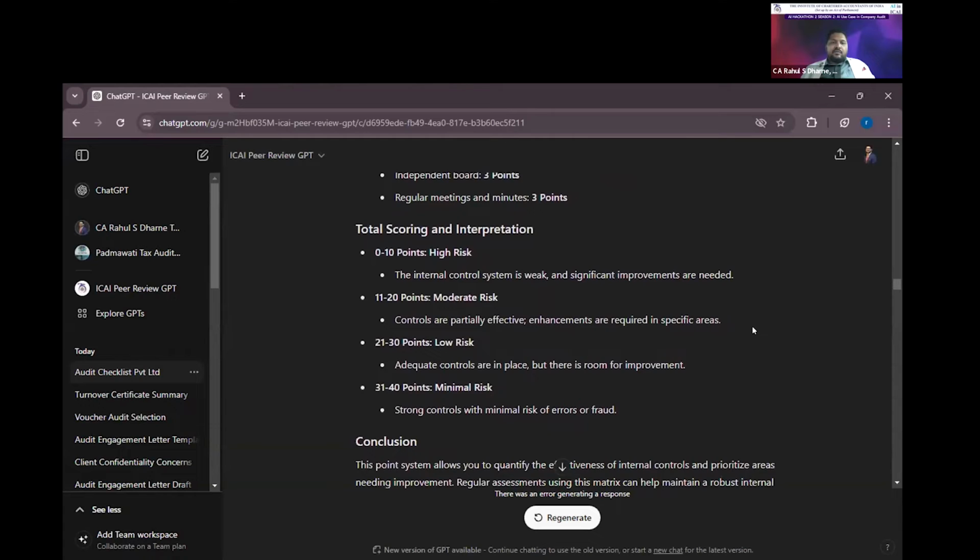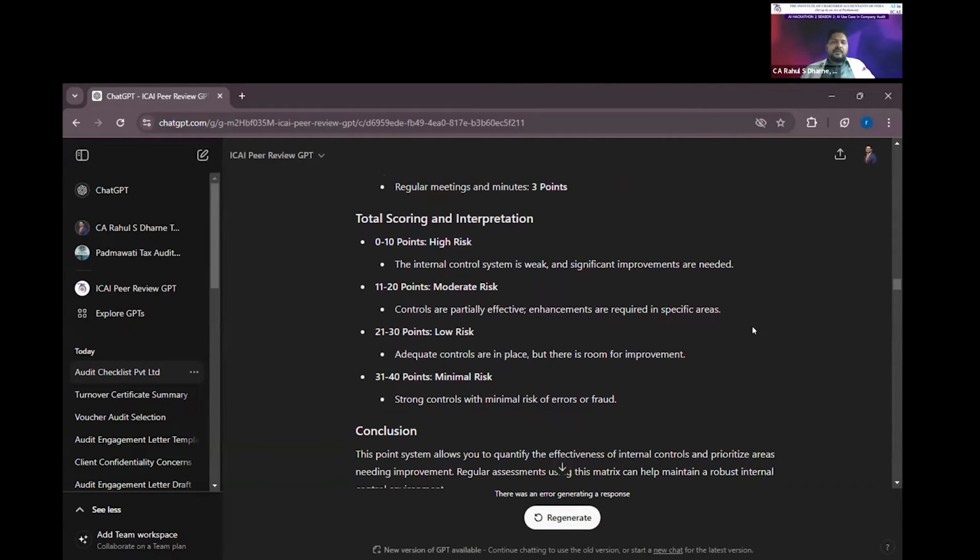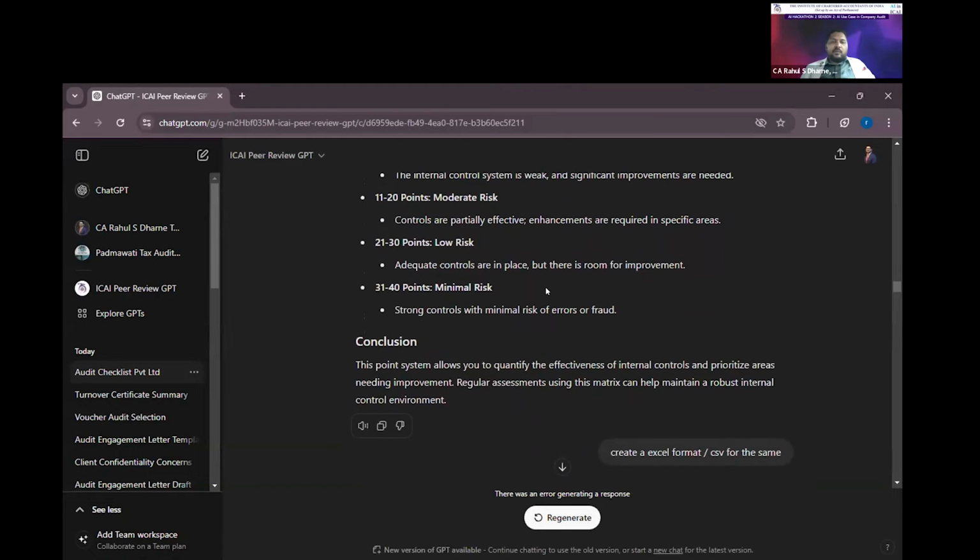It has given us the interpretation, total scoring and interpretation. If total score is between 0 to 10, it will be in a high risk category. If it is between 11 to 20, it will be in moderate risk category. If it is 21 to 30 points, it will be in a low risk category. And if it is 31 to 40, it will be in a minimal risk category.